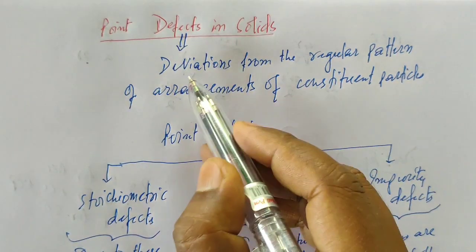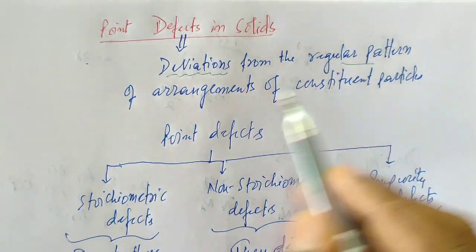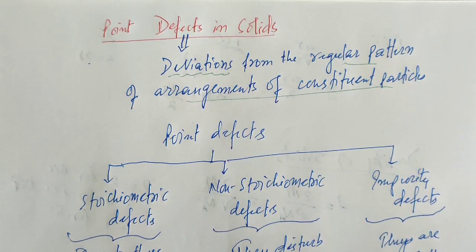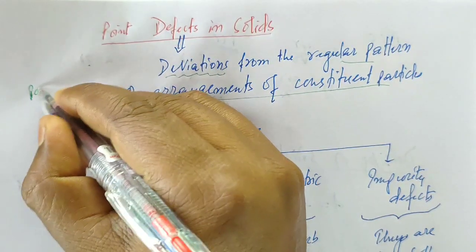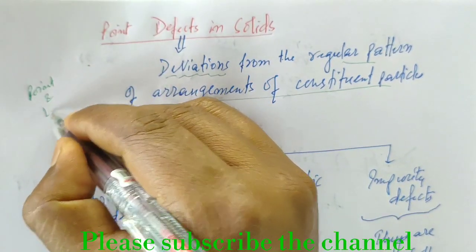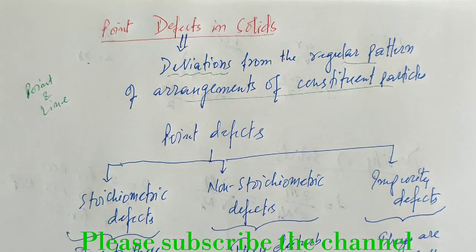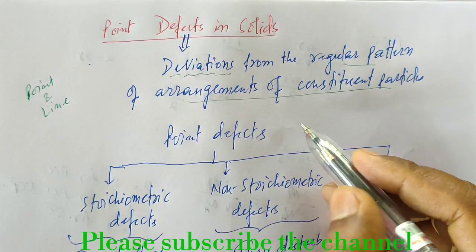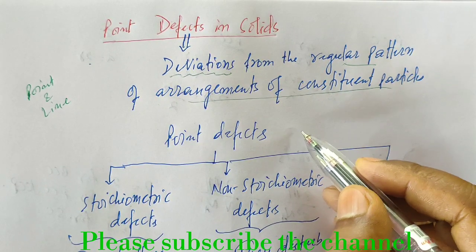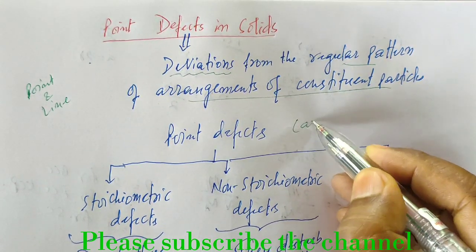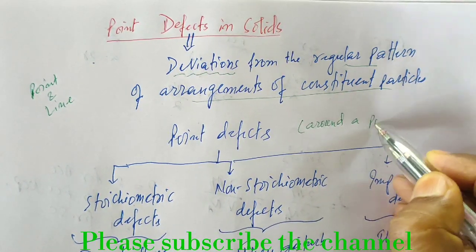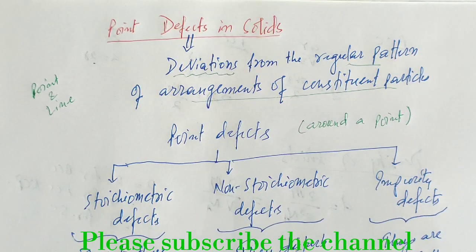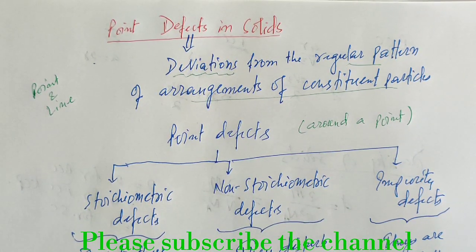Defects are actually deviations from the regular pattern of arrangement of constituent particles. Defects are of two types: one is point defect and another one is line defect. We are going to discuss only point defect. Point defects are due to a defect around a constituent particle. Here, point means some constituent particle, which may be an ion, atom or molecule.